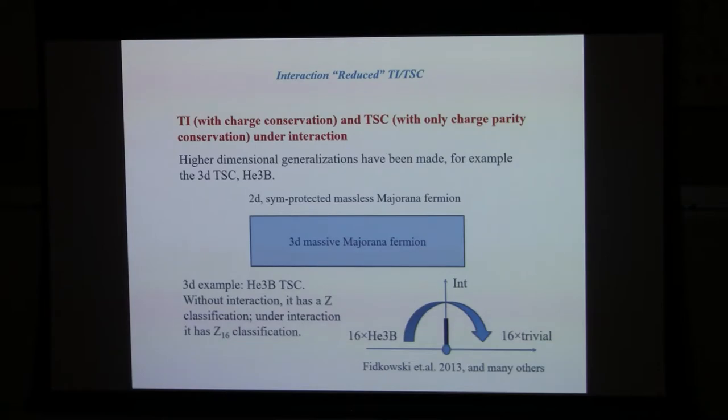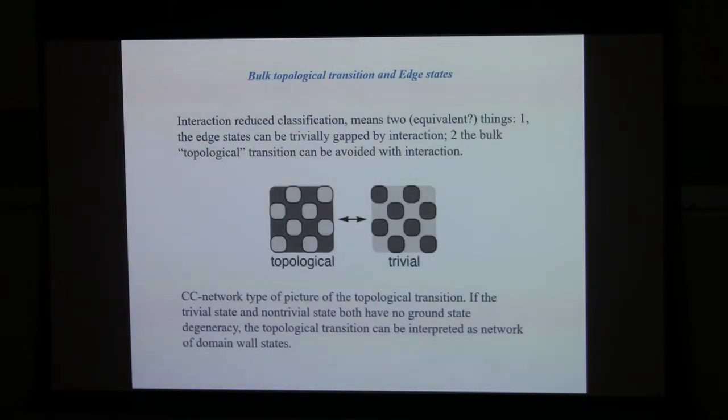Right now, because we know this example, we can generalize the study to many dimensions and many situations. It's always going to be Z8, Z16, or something like that. I have mentioned two different diagnoses of saying that a topological insulator is trivialized, but these two diagnoses are believed to be equivalent. First, suppose we can prove that the boundary, the edge state, is gapped and non-degenerate under interaction, then this system becomes a trivial insulator. Another scenario is that if you can prove that there's no phase transition between the topological end and the trivial end, then the topological phase is also trivialized. These two statements are believed to be equivalent to each other based on the following picture.